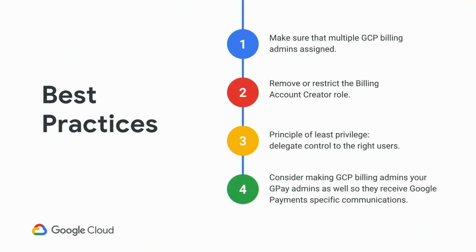And then finally, consider making sure your Google Cloud Platform billing admins are the same as your Google Payments admins so that they're receiving both cloud billing alerts and notifications, and they're receiving important payment account information. So for example, if a payment instrument fails, you would want your Google Cloud billing admins to know that, not just the people who are your Google payment admins.